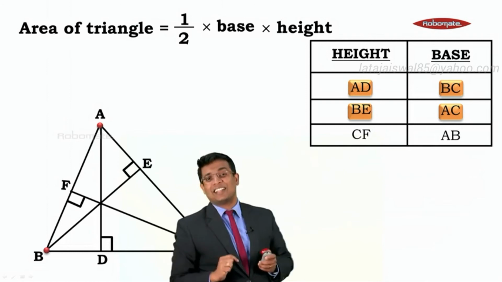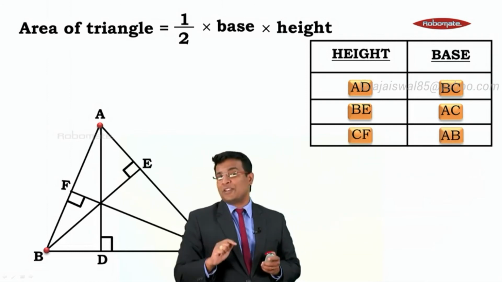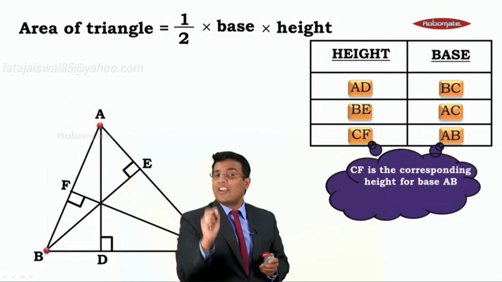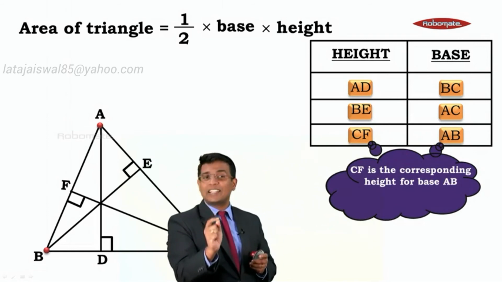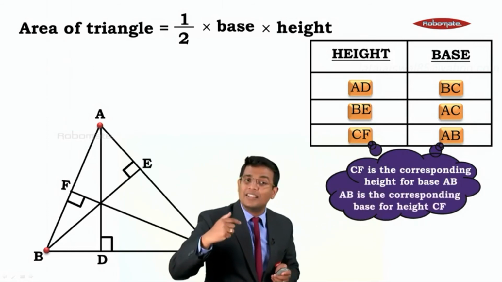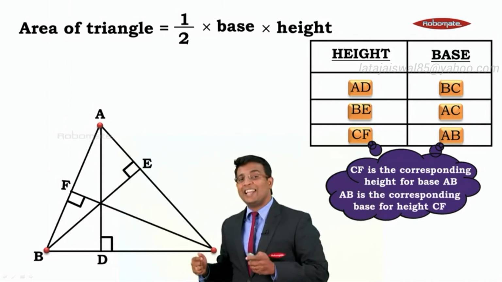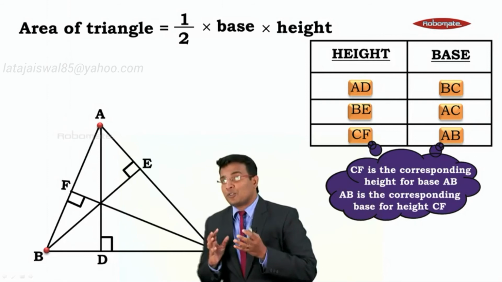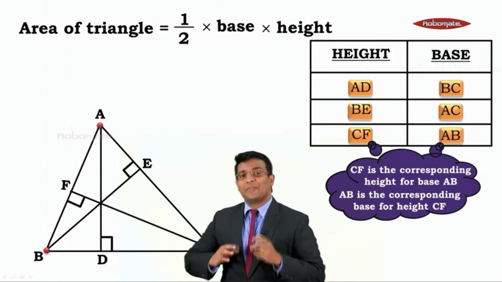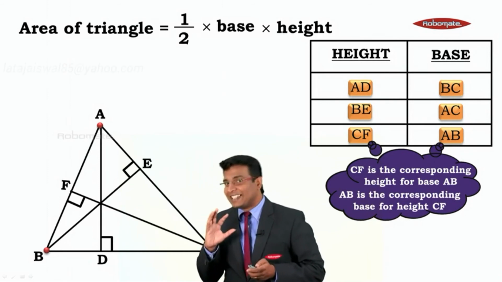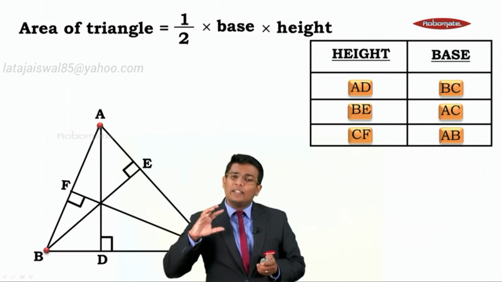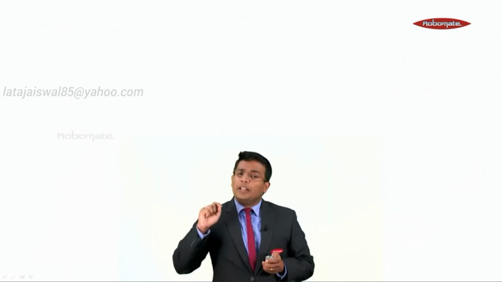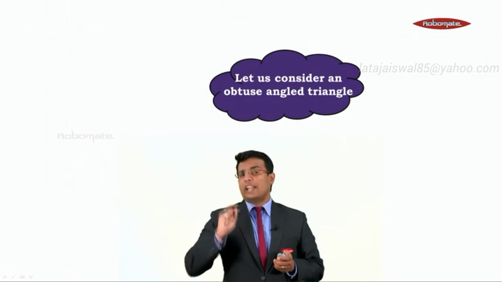And the next one, CF and AB, it's the same here. CF is the corresponding height for base AB and AB is the corresponding base for height CF. This is what we understood. So hope we have understood what is the corresponding base and the height, right? So the concept of base and height is clear. Beautiful. Now let's understand much more now. Now we consider an obtuse angle triangle.